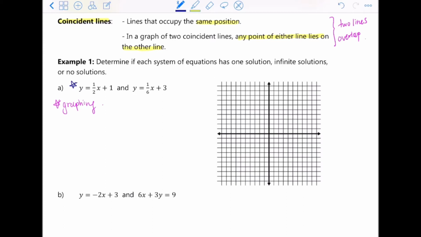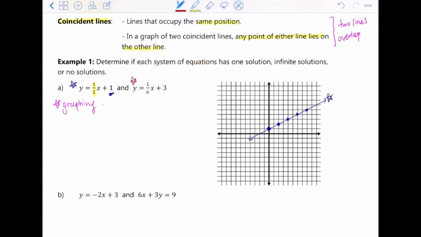So let's take a look at the first one. The y-intercept happens at positive 1, so we'll start at 1. And the slope is 1 over 2, so we go up 1, 2 to the right, up 1, 2 to the right, and so on. I'll draw multiple ones here, and I'm going to connect the points. Okay, so this is what I have for equation 1, the blue line.